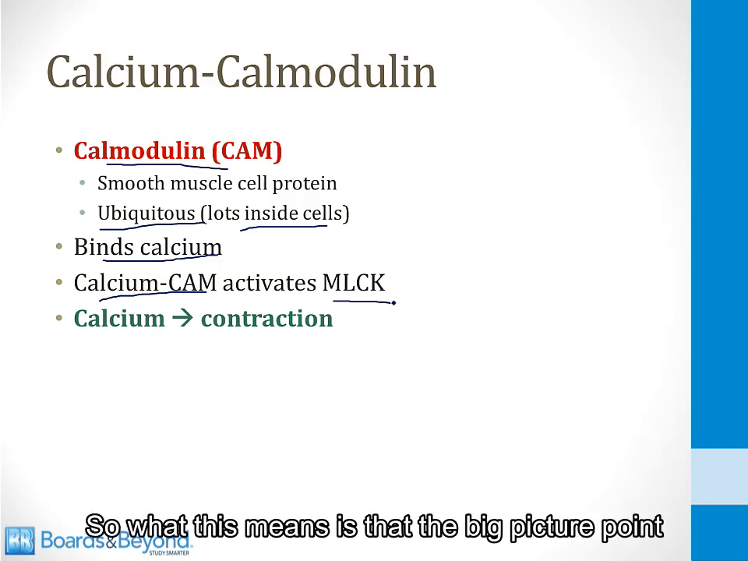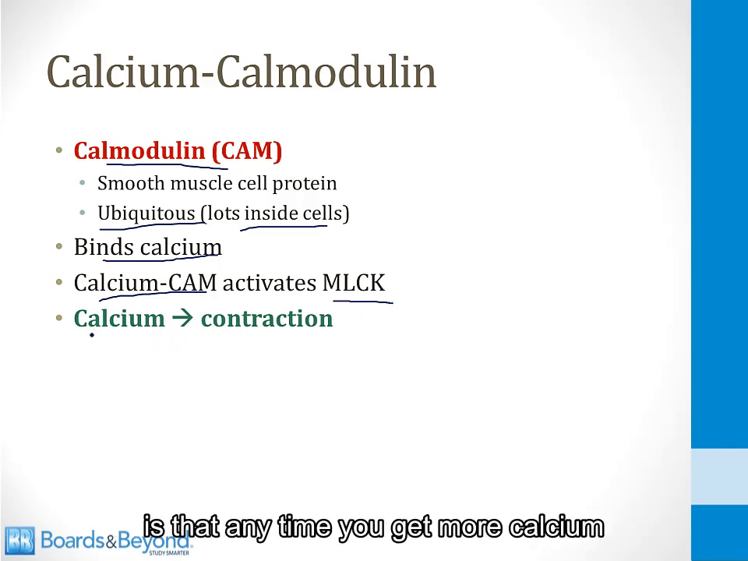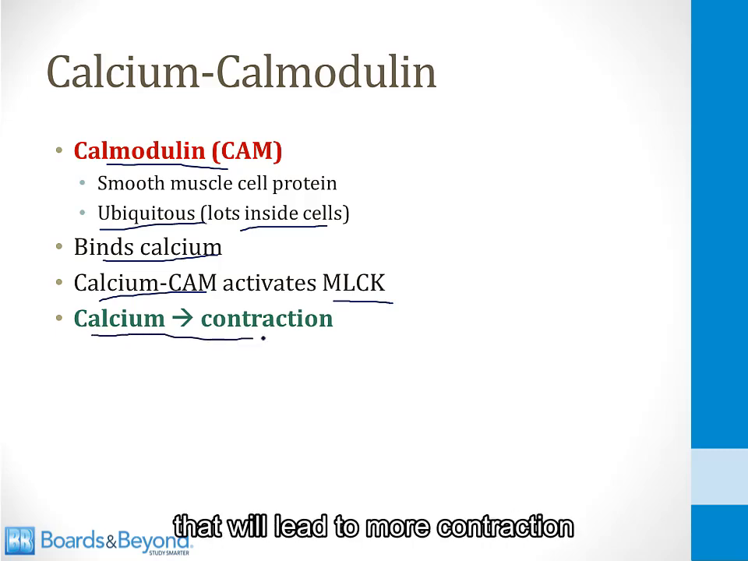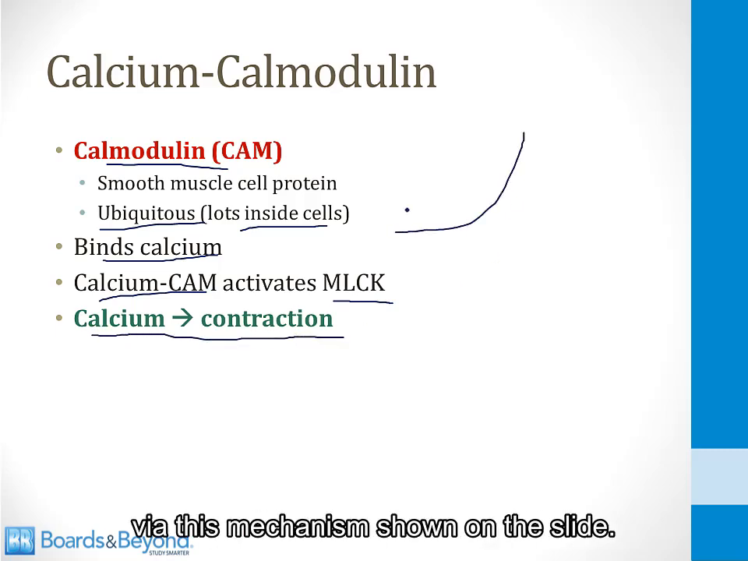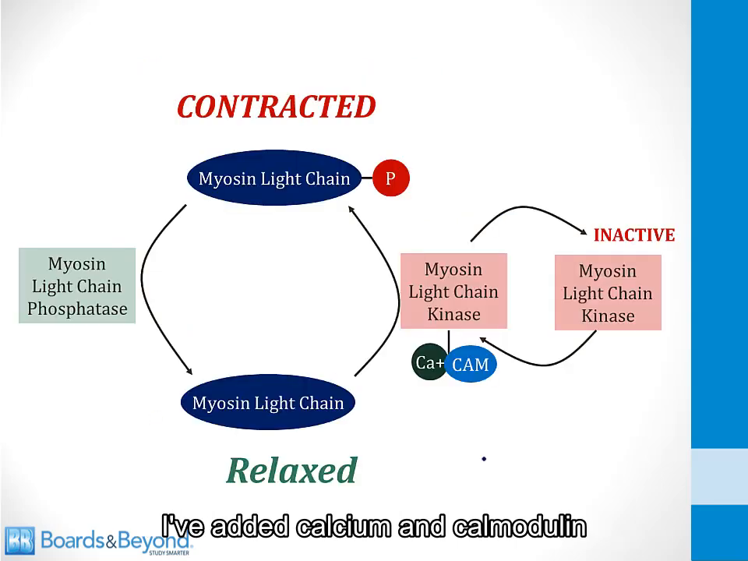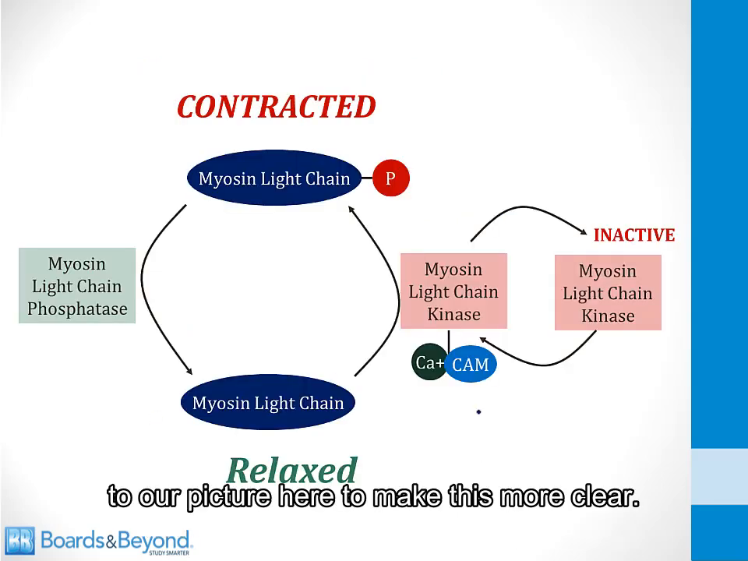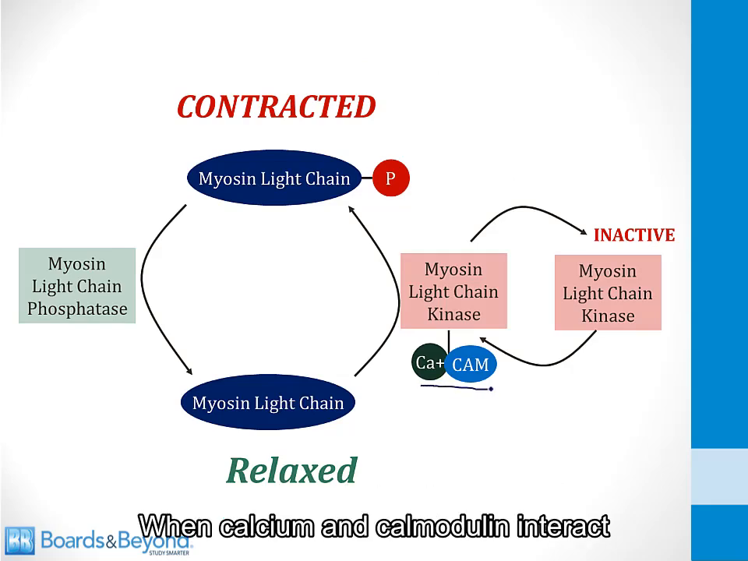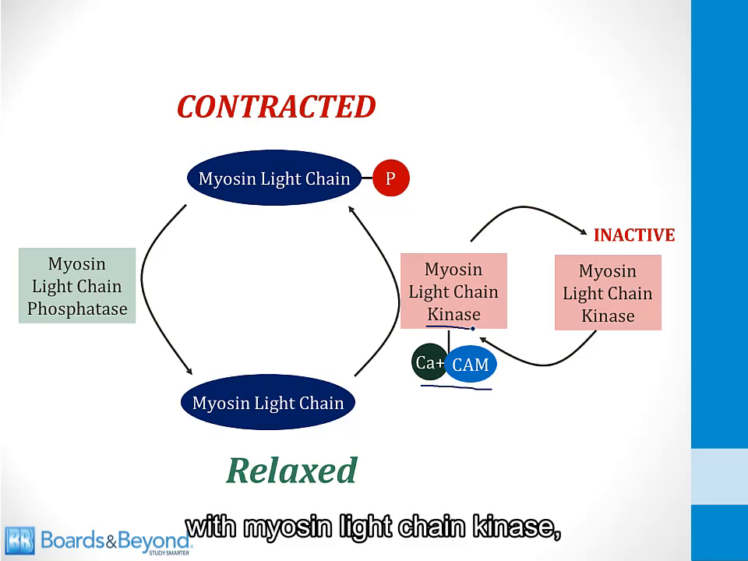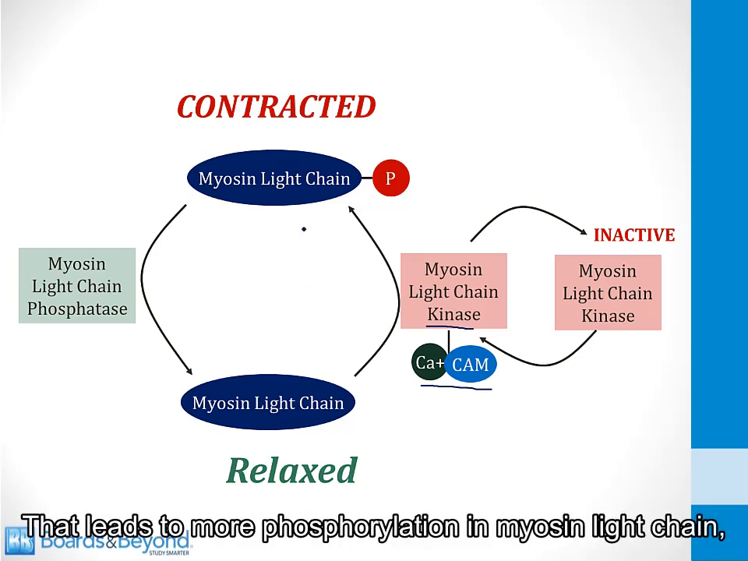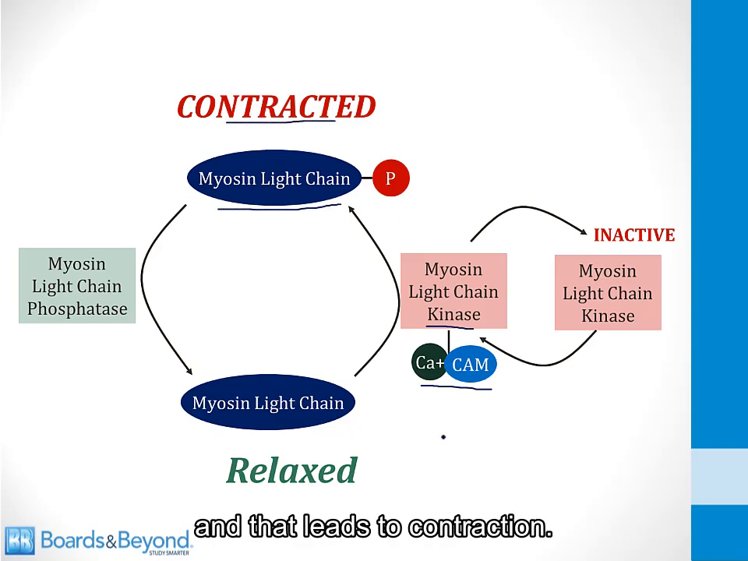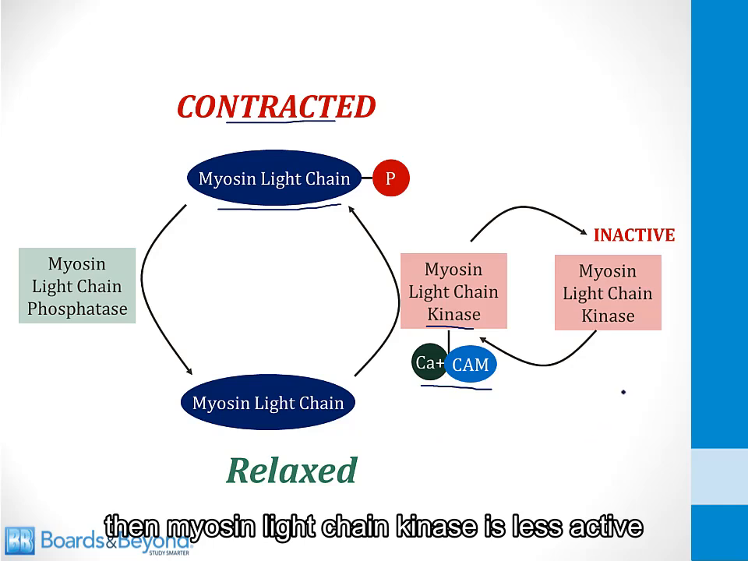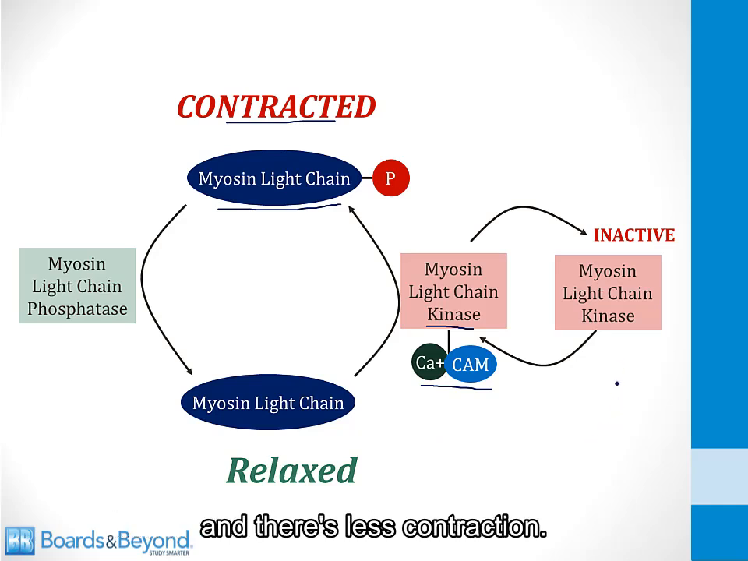So what this means is that the big picture point is that anytime you get more calcium inside smooth muscle cells, that will lead to more contraction via this mechanism shown on the slide. I've added calcium and calmodulin to our picture here to make this more clear. When calcium and calmodulin interact with myosin light chain kinase, they make the enzyme more active. That leads to more phosphorylation of myosin light chain, and that leads to contraction. When there isn't much calcium around, then myosin light chain kinase is less active and there's less contraction.